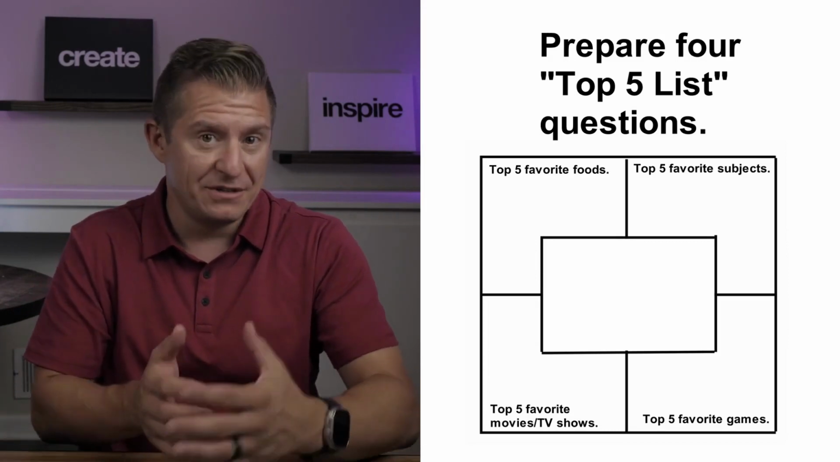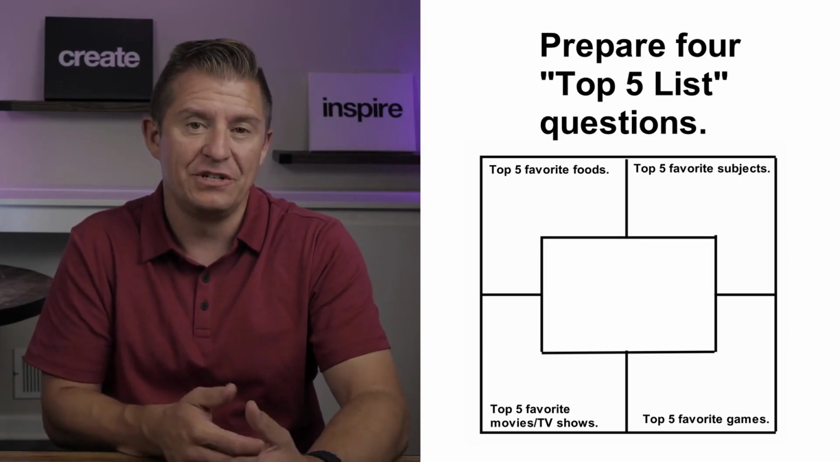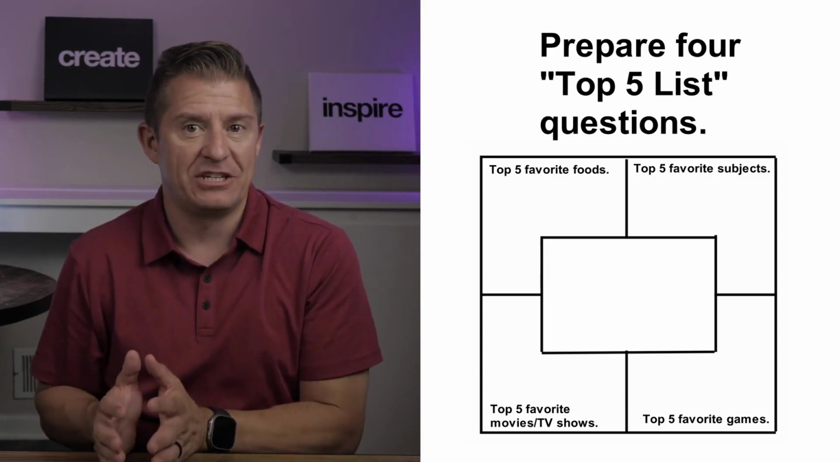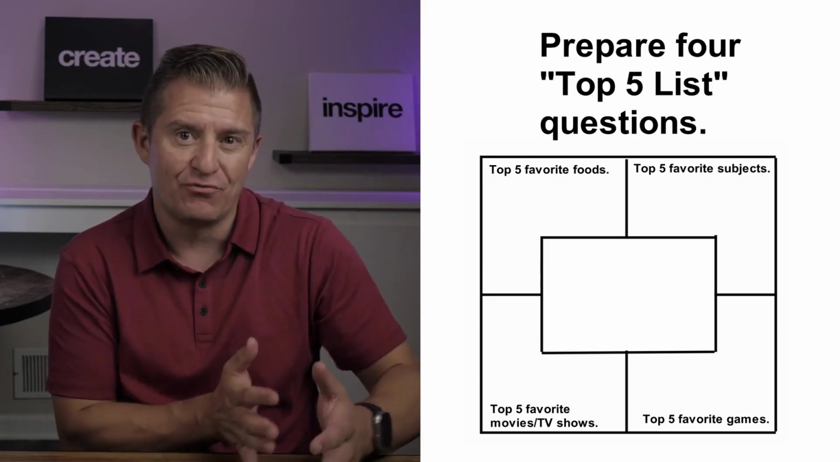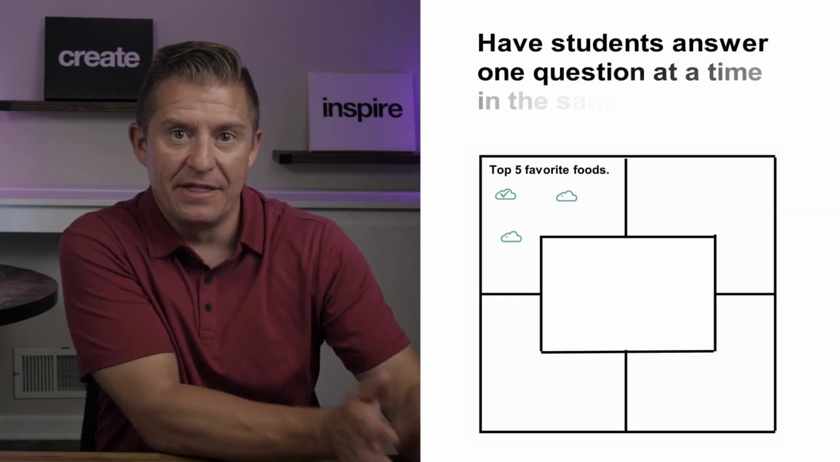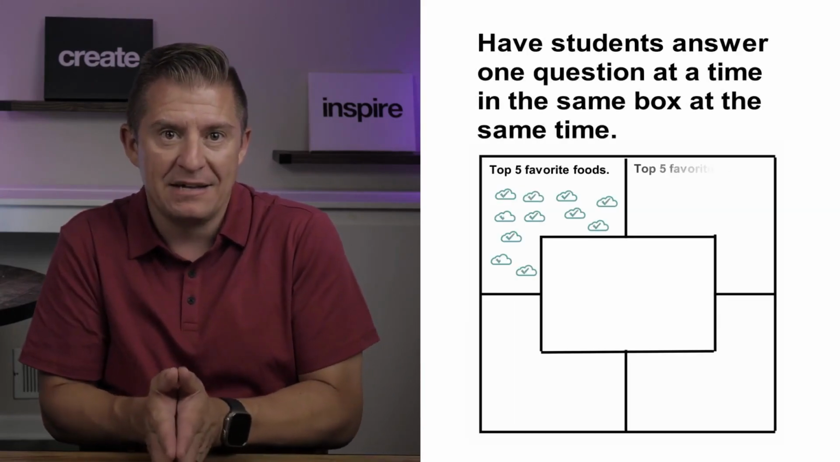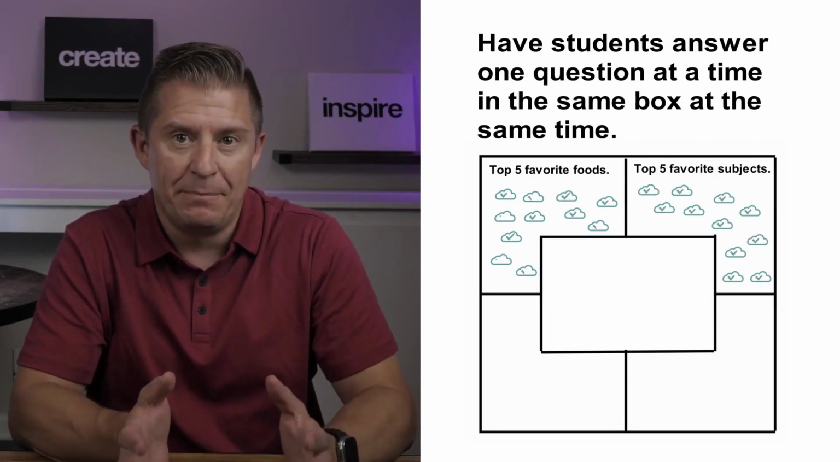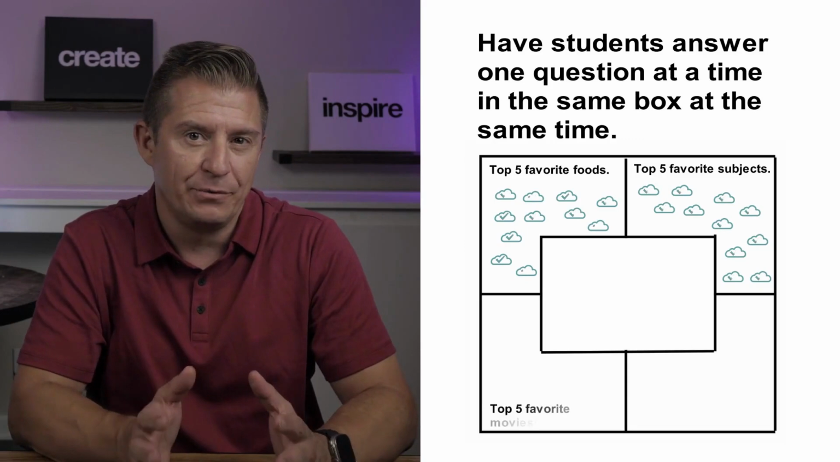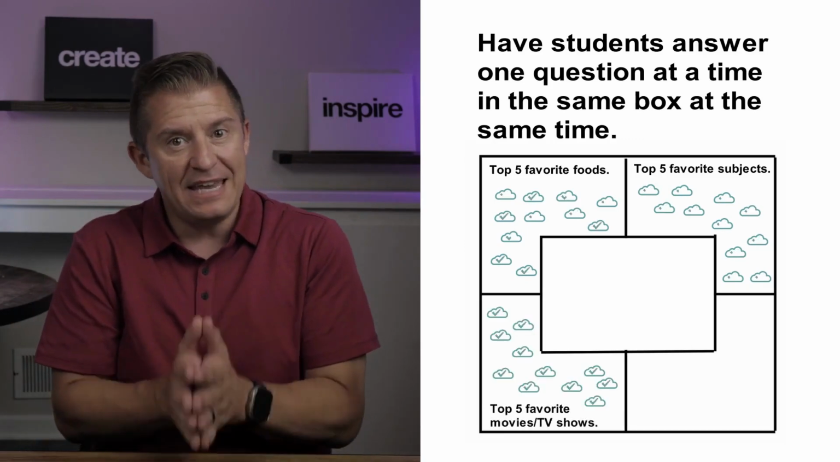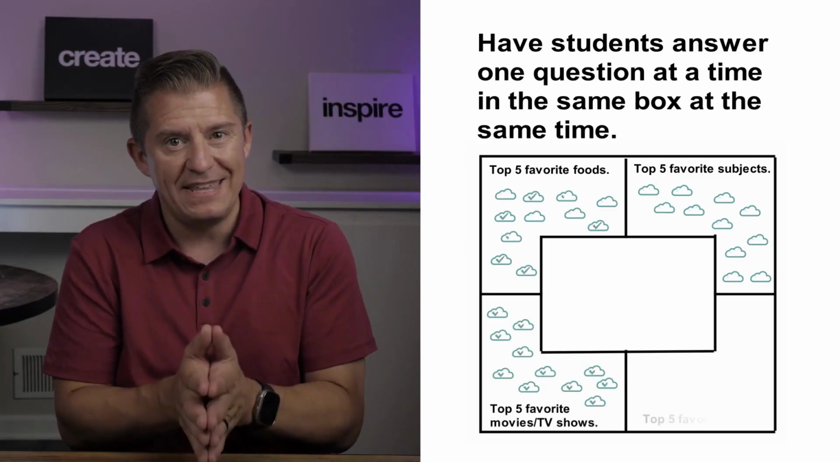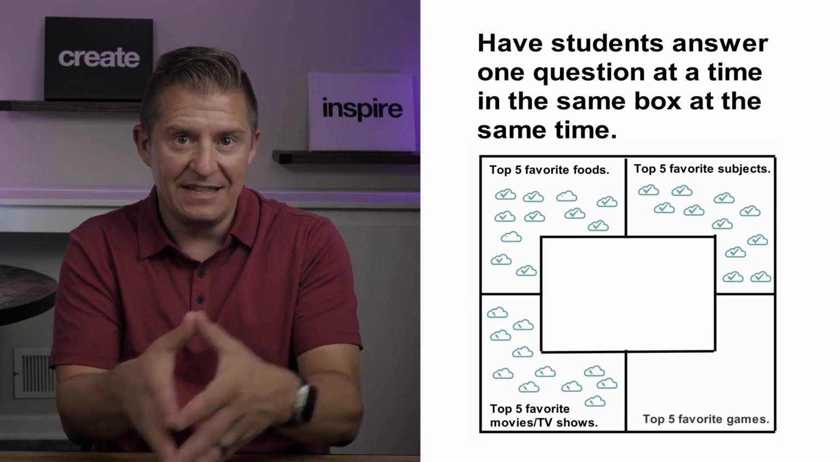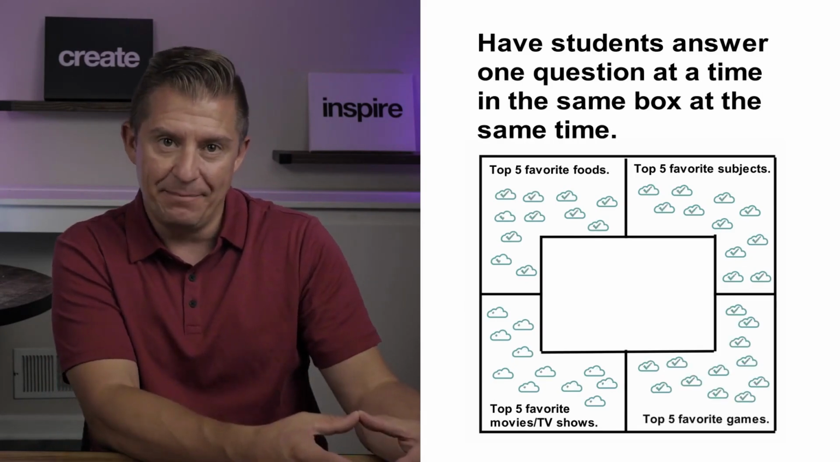Now, once the square is in front of them, you want to ask your students one of those top 5 list questions, and then give them 30 seconds to write their answers in the upper left-hand box. They will all write together in the same box at the same time. Now, you want to repeat this process with each outside box until all 4 corners are filled with answers. But again, the key is to make sure that your students write the answers to the questions in the same box at the same time.